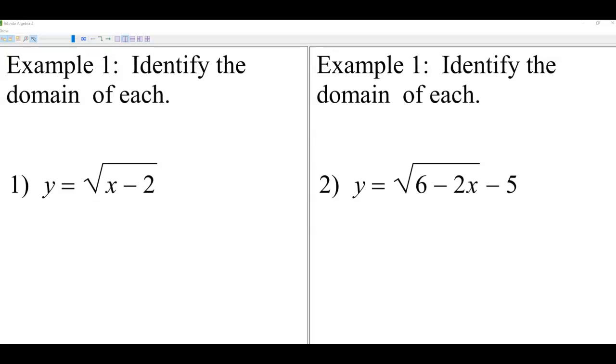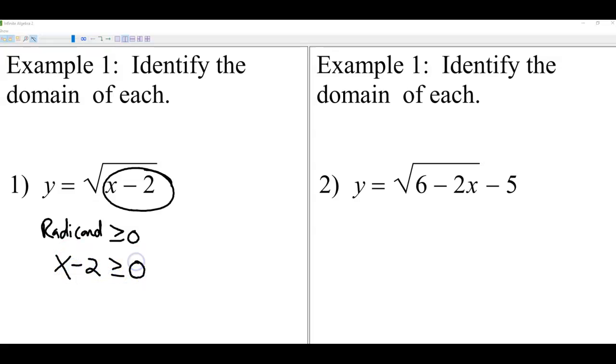All right, so in this case, remember we said that step 1 is to take your radicand and set it greater than or equal to 0, right? So what's my radicand? Well, my radicand is everything that's under the square root. So x minus 2 needs to be greater than or equal to 0. And then we're going to solve for x. So that's step 1. Now step 2 is solve for x.